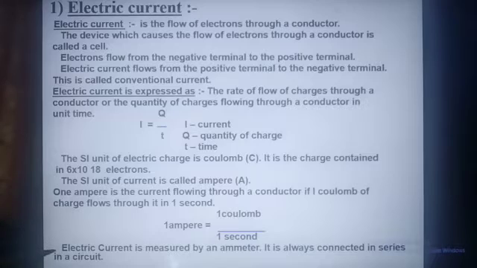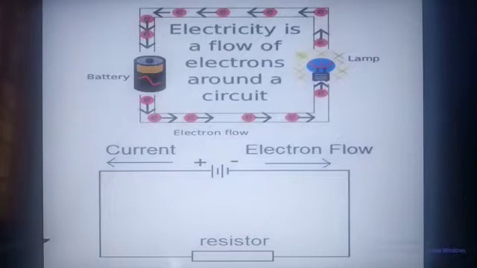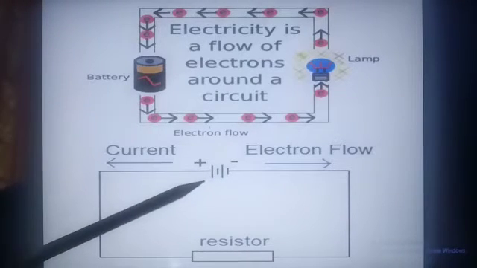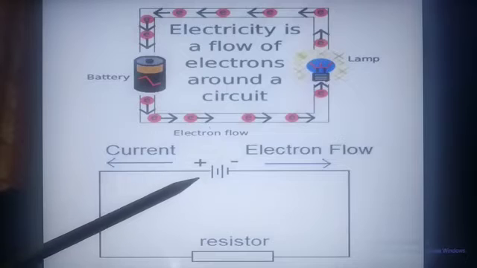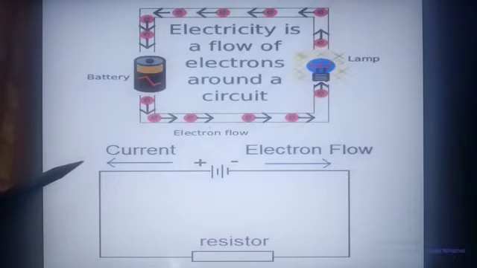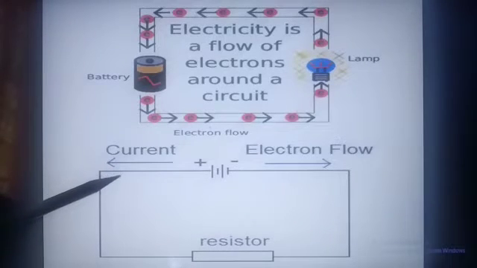Electric current is measured by an ammeter. It is always connected in series in an electric circuit. As you can see, in the cell, the current always flows from the negative terminal to the positive terminal, and electrons flow opposite to the current flowing through it.